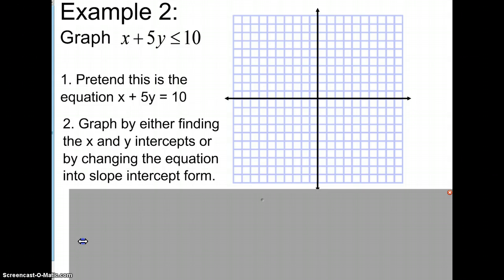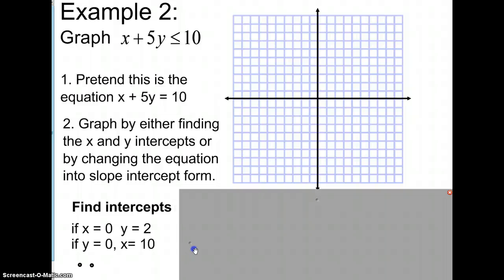So the first way I'm going to do it is with finding the intercepts. So I find my intercepts and I put an x equal to 0. Now if I put a 0 here, it's pretty apparent that y is going to be 2 because 5 multiplied by 2 is 10. So that one's pretty easy. So I'm going to put my x is 0 and my y is 2.